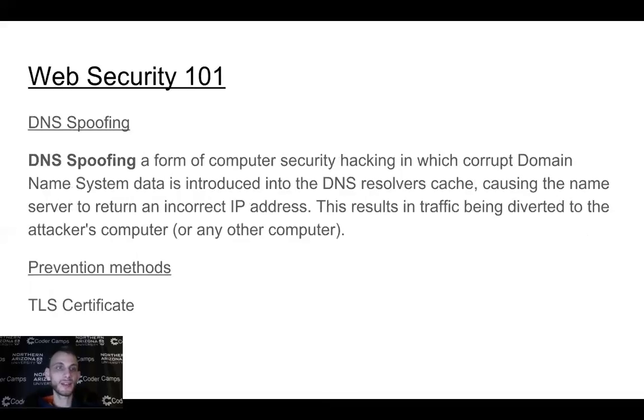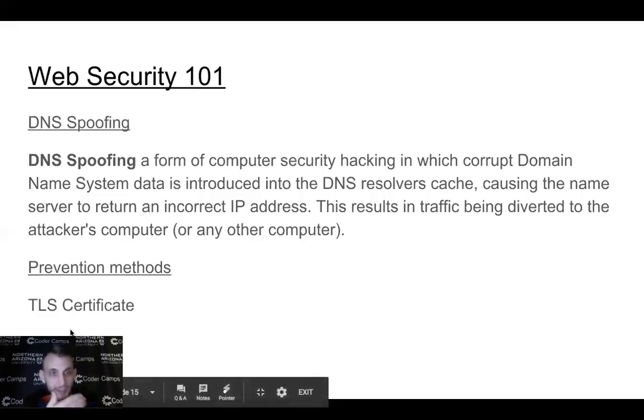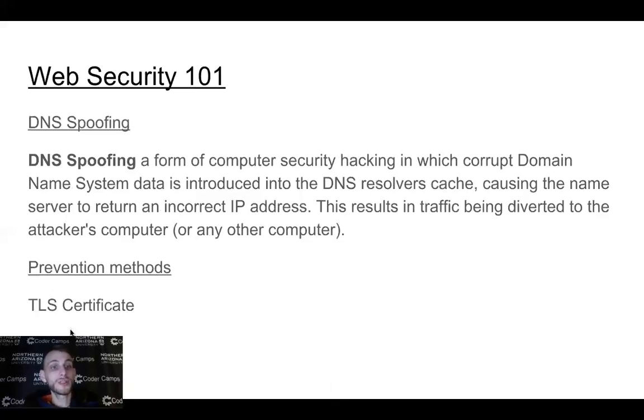All right. Another kind of spoofing is called DNS spoofing. DNS spoofing is where corrupt Domain Name System data is introduced into the DNS resolver's cache, causing the name server to return an incorrect IP address. This results in traffic being diverted to the attacker's computer. So again, this is like an interception of sorts, except it's more on the DNS provider you're using. These attacks are much less common because DNS providers tend to have very good security. To prevent against this, we can use the TLS certificate.